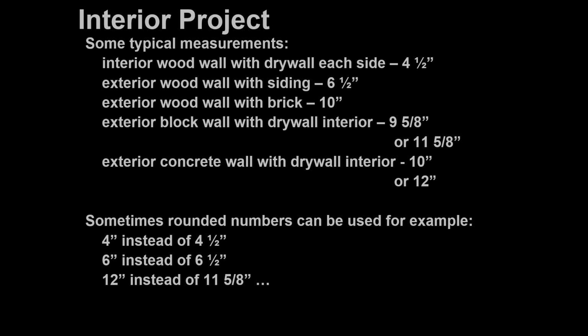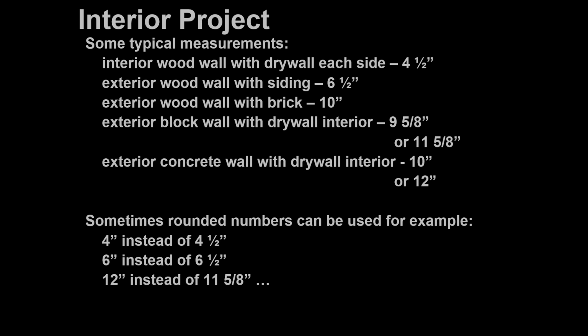So if it's a wood wall, but it's got brick on the outside, that might be as much as 10 inches thick. For an exterior block wall with drywall, like some people have basement bedrooms, if you have exterior block wall with drywall on the inside, you can imagine either 9 5/8 or 11 5/8. If it's a concrete wall, maybe 10 inches or 12 inches.